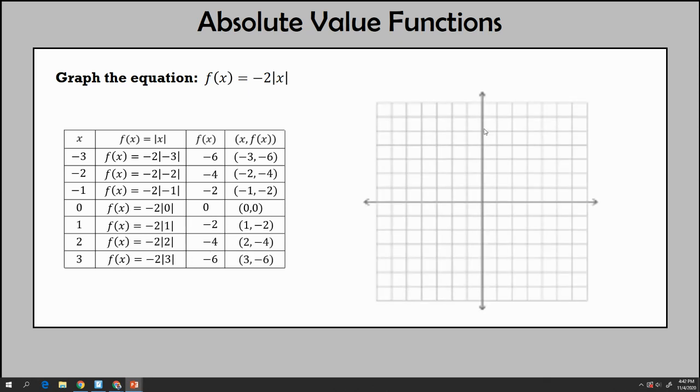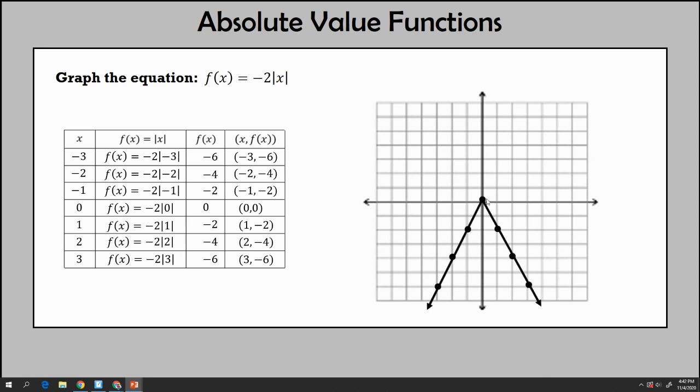So now if I plot these points and make my graph, it's upside down, right? What happens is when we multiply the absolute value by a negative number, it gets flipped over the x-axis. So now instead of going up, it's going down. And because we multiply by 2, it's skinnier than it would be. Normally it'd be over 1, up 1, over 1, up 1, over 1, up 1. That's the parent function, right? This is over 1, down 2, over 1, down 2, over 1, down 2, treating that like a slope. So that's what happens when you multiply by a negative.